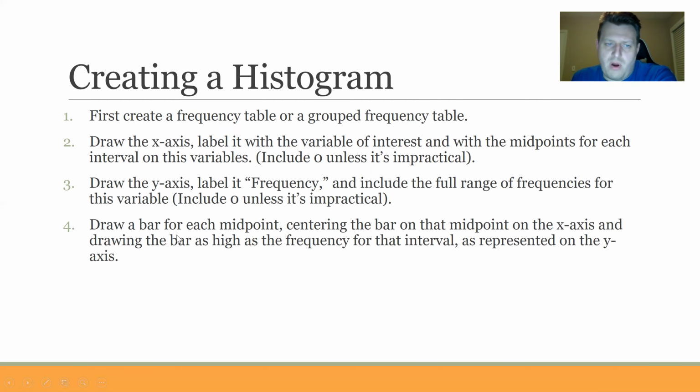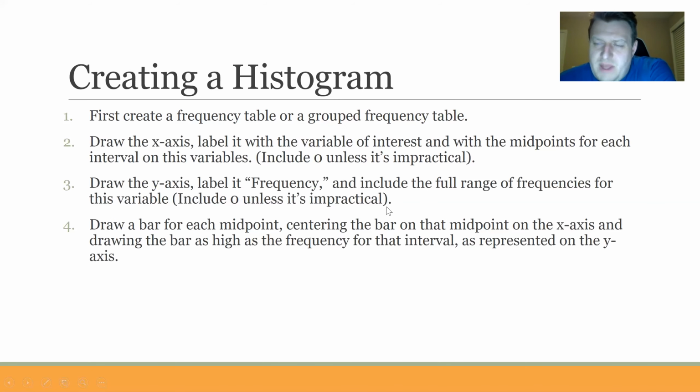And then we're going to draw a bar for each midpoint, centering the bar on that midpoint on the x-axis and drawing the bar as high as whatever the frequency is for that given interval. Again, an important thing if we have continuous data is to make sure that we are mindful of the number of bins, the number of intervals that we want. Because you can make the number of bins so massive that the data is kind of useless, or you can make them so small that, again, the data seems to be very useless. Think about if we had a histogram with only 2 bars in it. It doesn't really give us a good idea of what the distribution of data looks like.